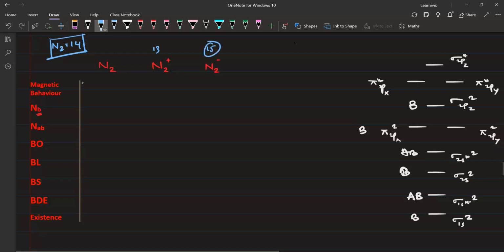ठीक है, तो ये 15 देके आप मत कर लीजिएगा. Take the base molecule, that is N2. N2 is what? N2 is 14. So अब 14 वाला configuration ही हम लोग लेके चलेंगे. In that we are going to add one electron.